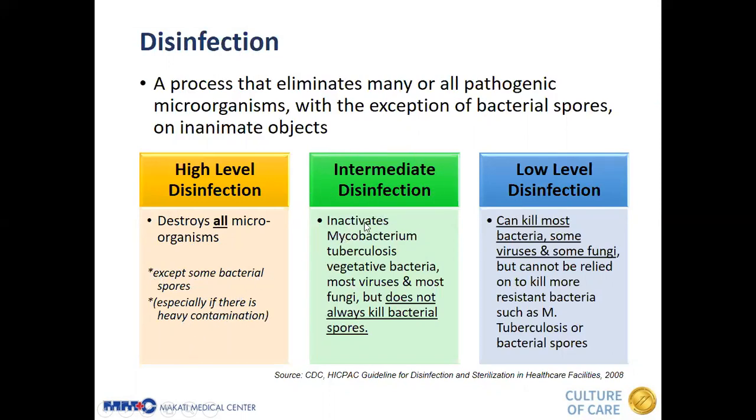Intermediate disinfection inactivates Mycobacterium tuberculosis, vegetative bacteria, most viruses, and most fungi, but does not always kill bacterial spores. It is also somewhat similar to high-level disinfection. Low-level disinfection can kill most bacteria, some viruses, and some fungi, but cannot be relied on to kill more resistant bacteria such as Mycobacterium tuberculosis or bacterial spores.